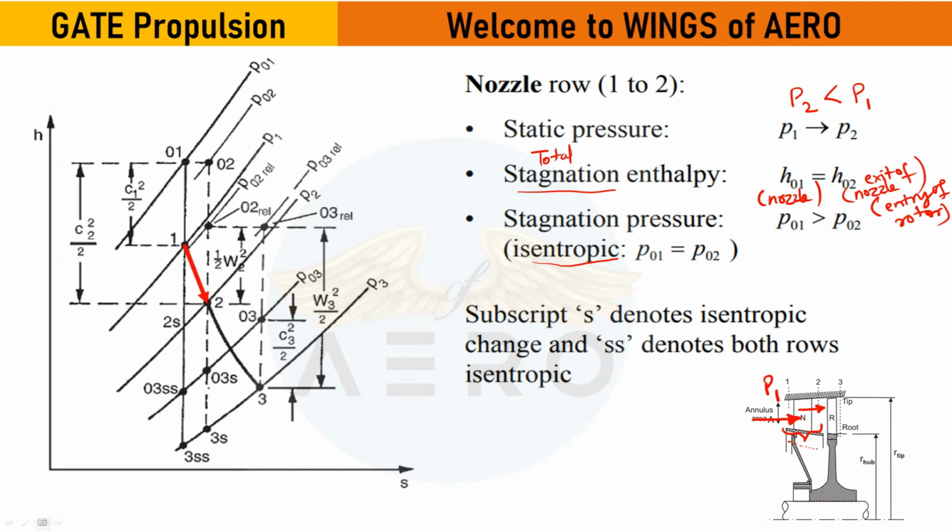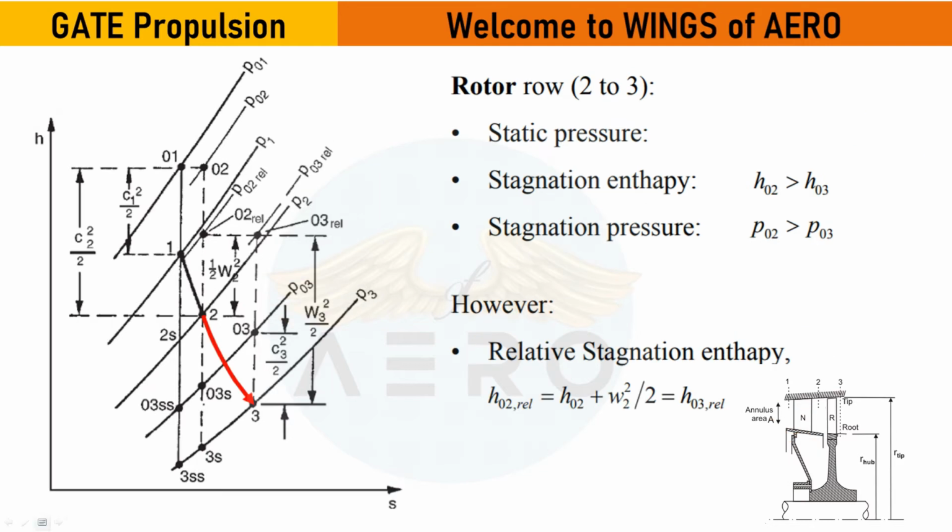Okay, next, now let's see what about the rotor. The rotor is at the point in between 2 and 3. So now across this nozzle and the rotor, it will vary. What will vary? Now if I consider, two conditions can happen: one for the impulse and one for the reaction.